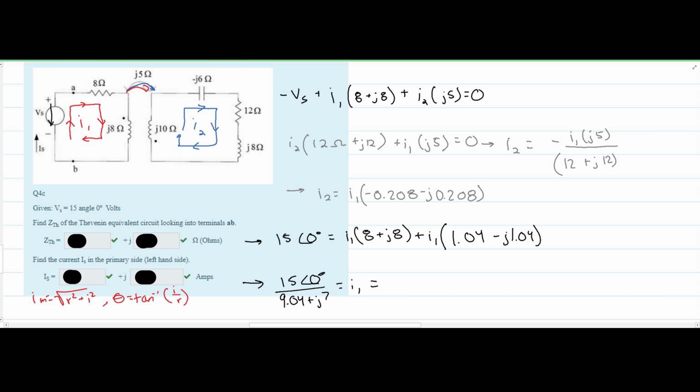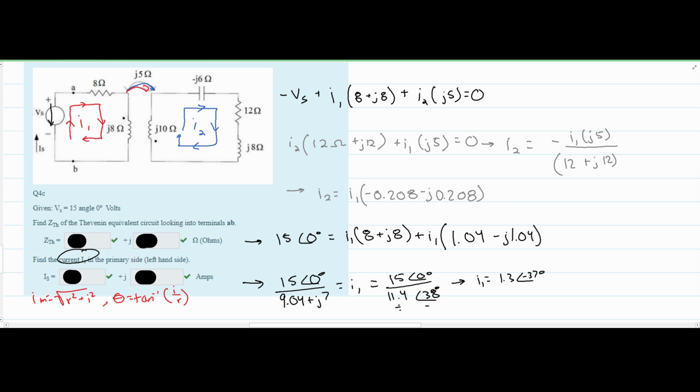If we divide this out, we are going to get that our I1 is equal to the 15 with 0 degrees, and then on the bottom we are going to have 11.4 with an angle of approximately 38 degrees. So when we divide this, we are going to divide the numbers and subtract the denominator angle from the numerator angle. And then we're going to get that our I1 is equal to approximately 1.3 with an angle of negative 37 degrees.